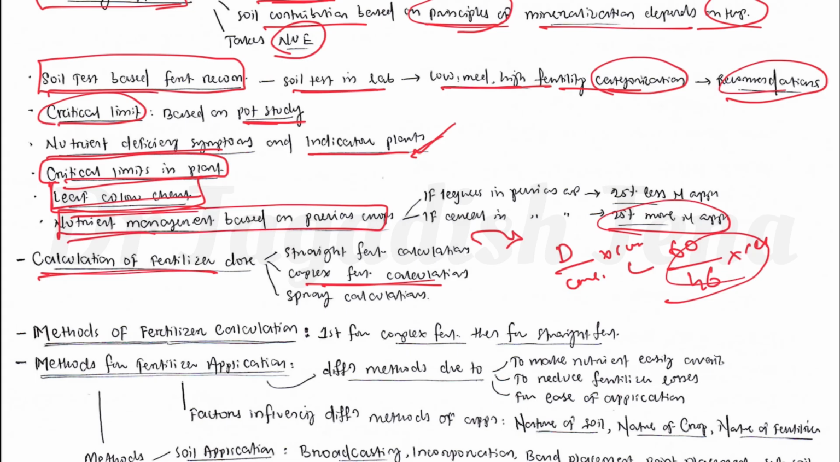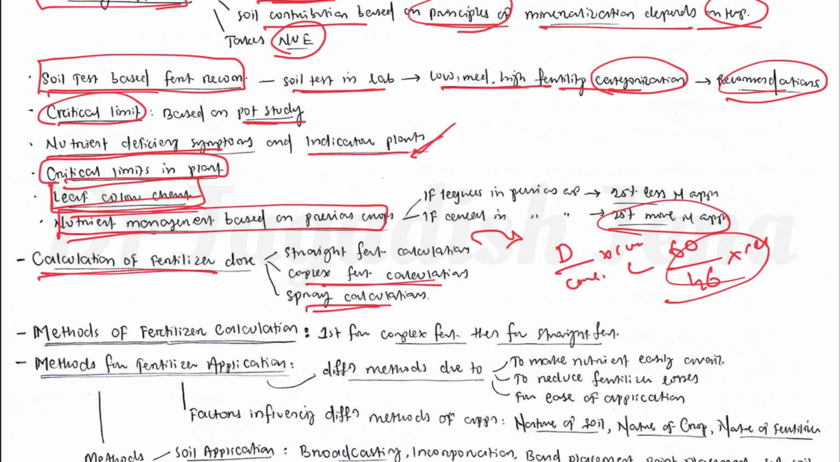Okay, then whatever quantity of DAP is coming, we have to calculate how much nitrogen it is also supplying along with phosphorus. Then that much nitrogen we have to deduct from the recommended nitrogen requirement. Then that nitrogen we can fulfill through other fertilizers or a straight fertilizer.